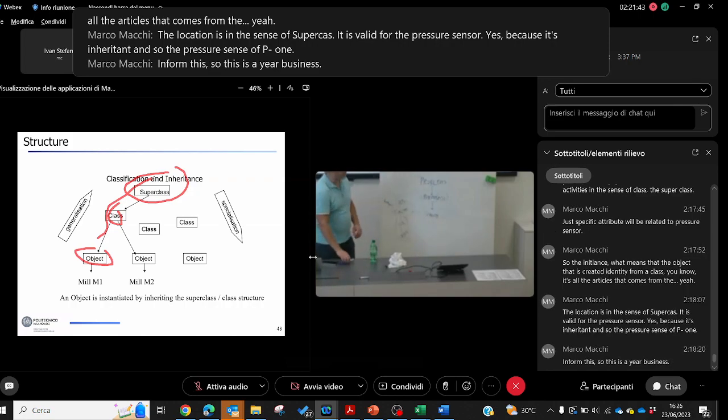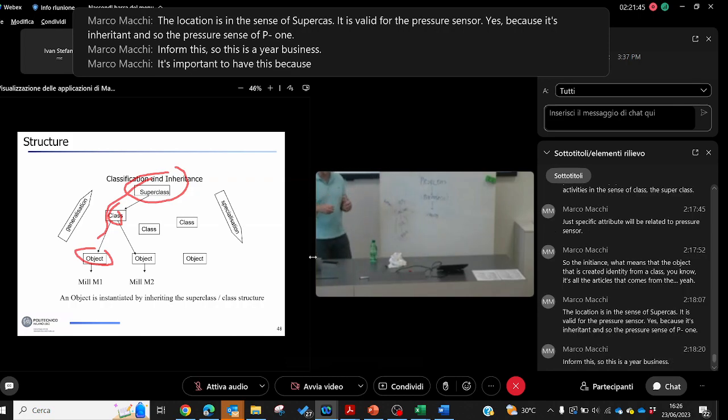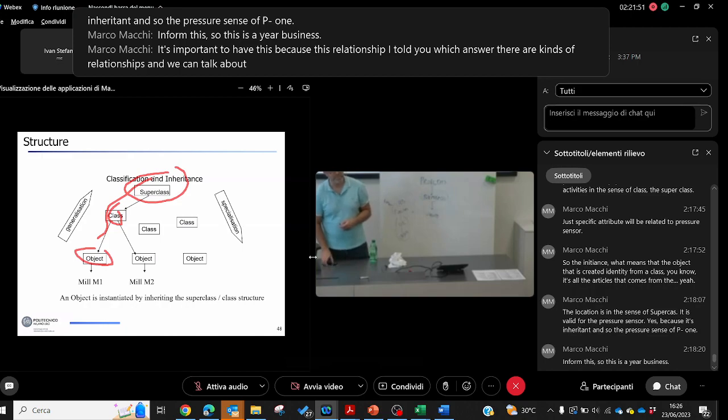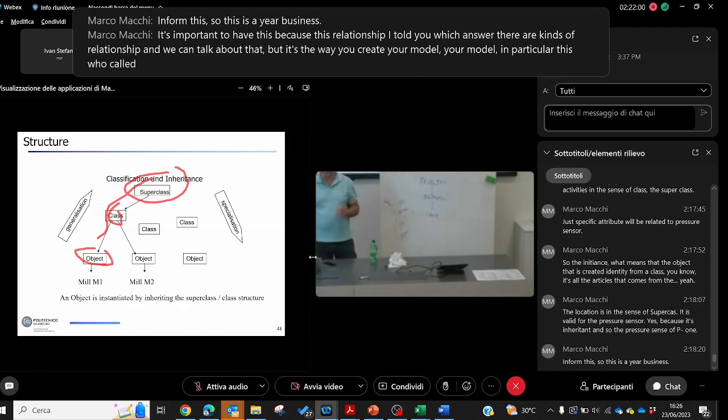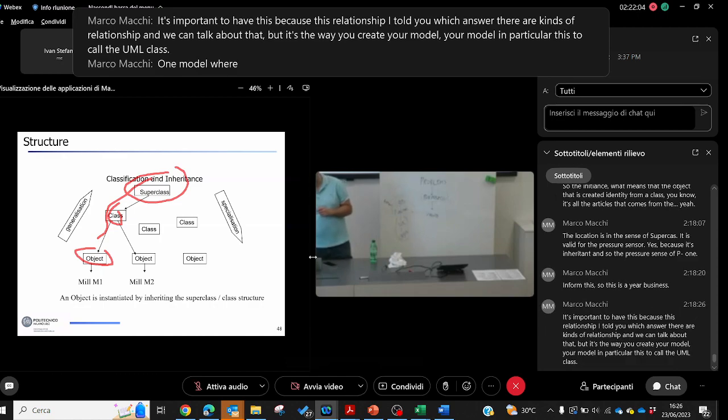It's important to have this because, as I told you in a brief sense, there are kinds of relationships and we can talk about them. But it's the way you create your model, the UML model. In particular, the so-called UML class diagram. That's one model that you can develop with UML.